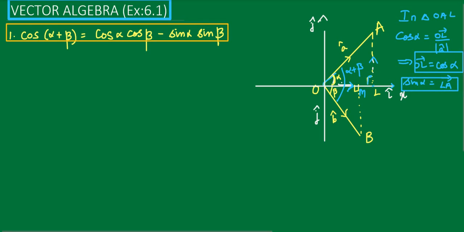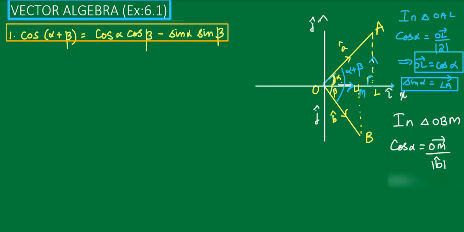Next we find sin beta and cos beta from the diagram in the triangle OBM. We find cos beta. Cos beta is equal to the adjacent side, that is OM vector, divided by modulus of OB cap, that is modulus of OB vector. OB vector is equal to 1. So we get OM vector equal to cos beta.